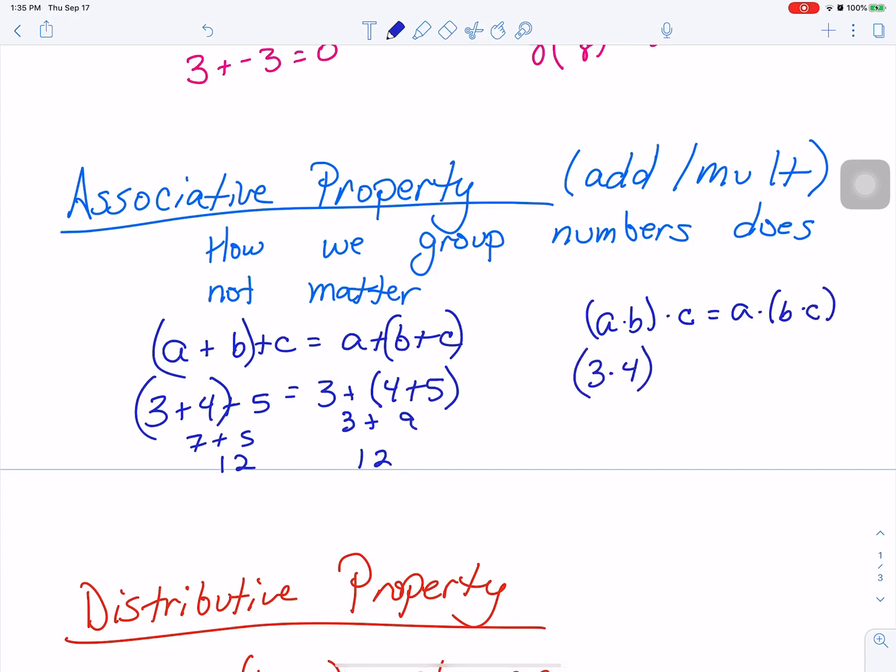And if we do our 3 times 4 times 5, we can see that in this case, 3 times 4 is 12, 12 times 5 is 60. If we do it the other way, 4 times 5 is 20, so we have 3 times 20, which is still 60. So associative property has parentheses on both sides, and the numbers are staying in the same order.